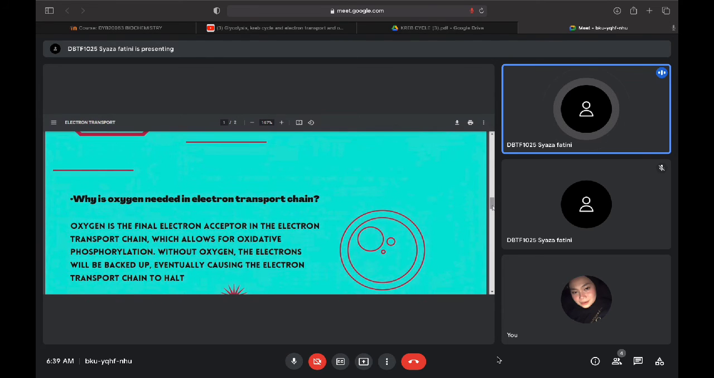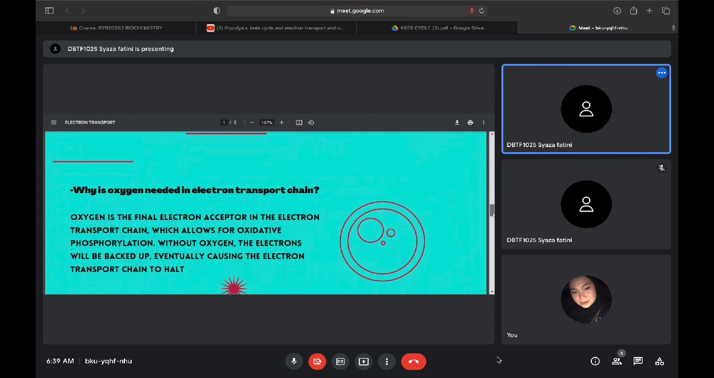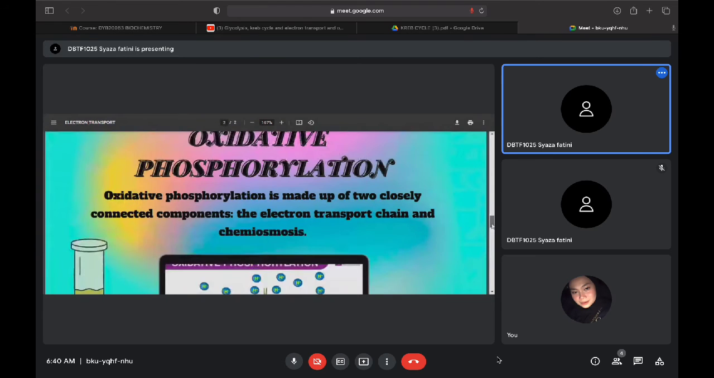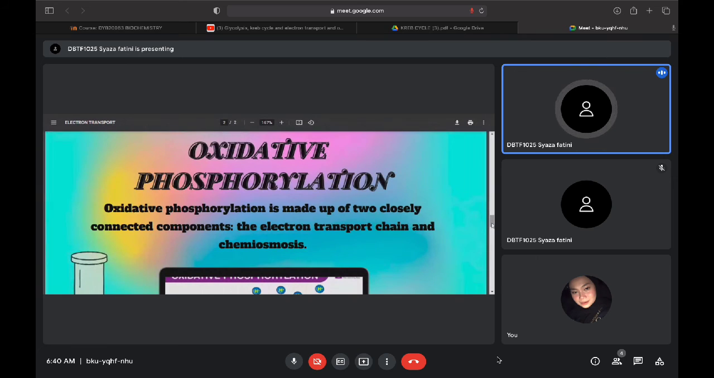Why is oxygen needed in the electron transport chain? Oxygen is the final electron acceptor in the electron transport chain, which allows for oxidative phosphorylation. Without oxygen, the electrons will back up, eventually causing the electron transport chain to halt. Oxidative phosphorylation is made up of two closely connected components, the electron transport chain and chemiosmosis.